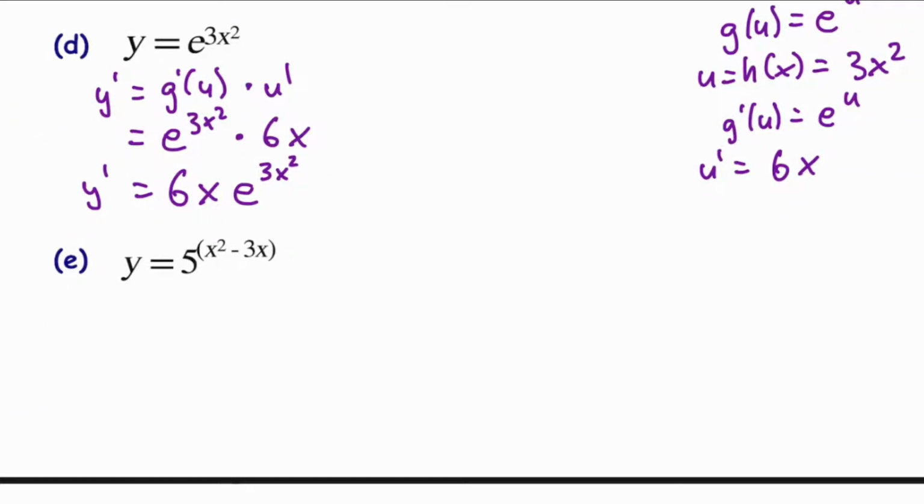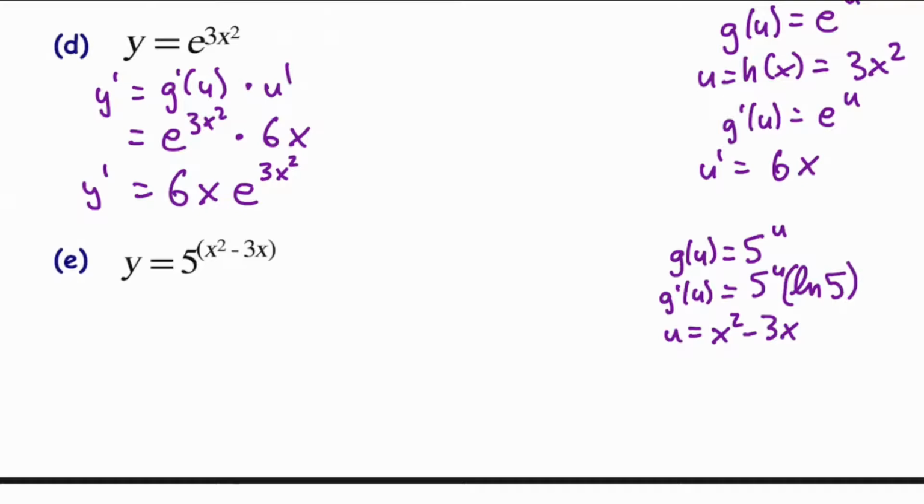Finally, our last question. y equals 5 to the power of x squared minus 3x. So our g of u, our outer function, is going to be 5 to the power of u. u is our inner function, so u is going to be equal to x squared minus 3x. The derivative, g prime of u, is going to be equal to 5 to the u times ln 5. Remember, we learned that rule previously, so we're not going to explain why that works. We'll just use what we've already learned. It's already a tool we have in our toolbox. And u prime is equal to 2x minus 3.